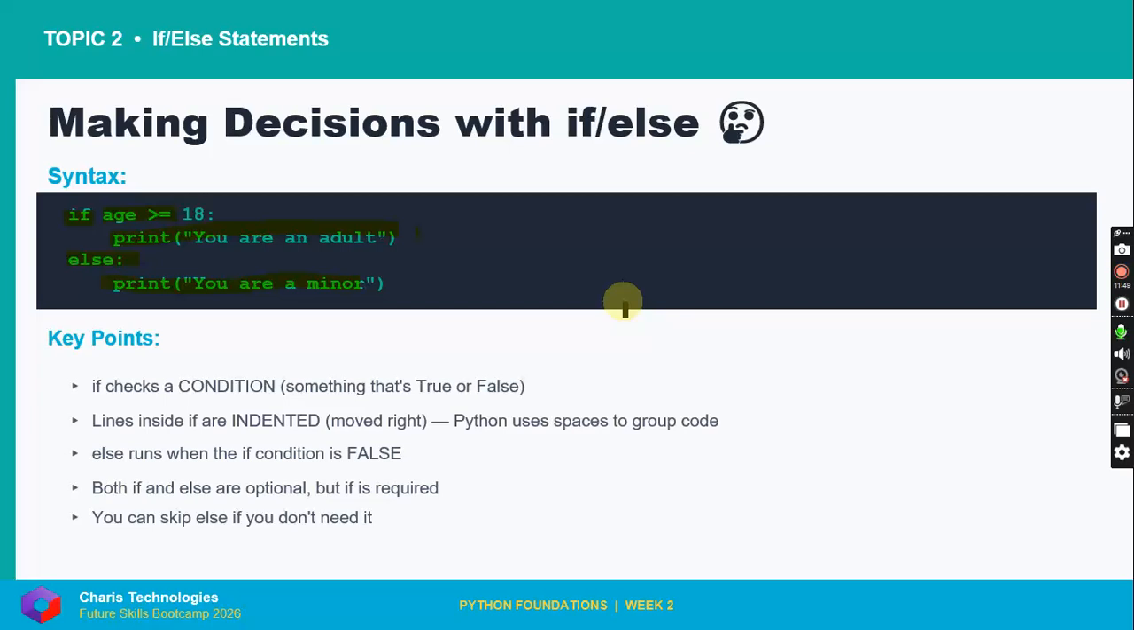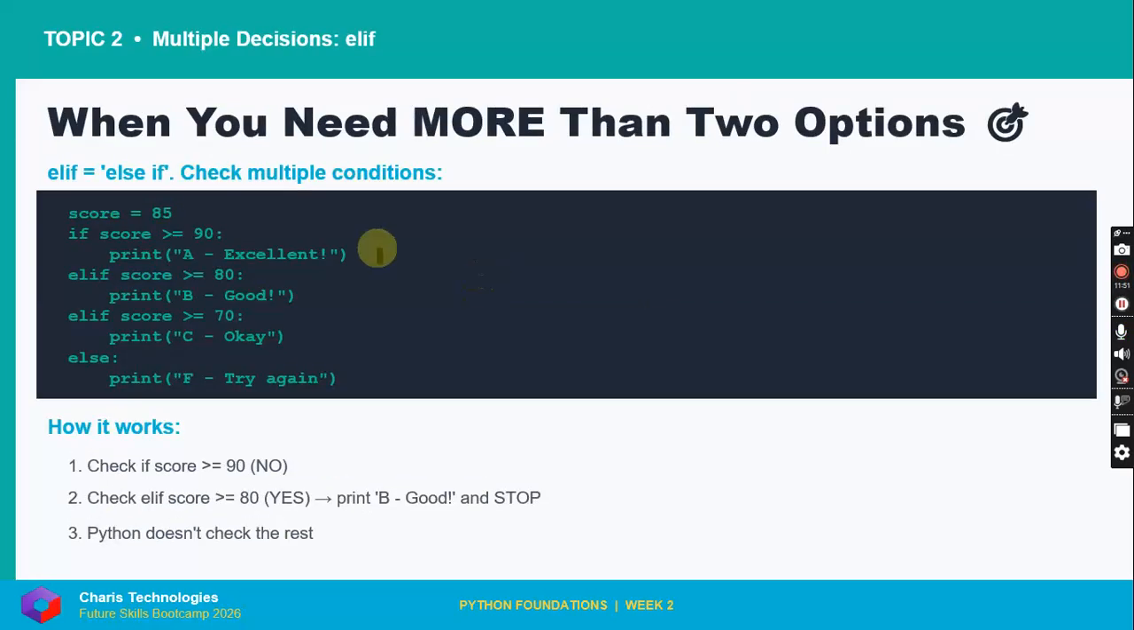Alright, so let's just take it further. It is possible for us to have more than 2 options, right? We only talked about if and else, but there could be different scenarios that we want to check, right? There could be more than 2 conditions we want to check. Like this one we have here.